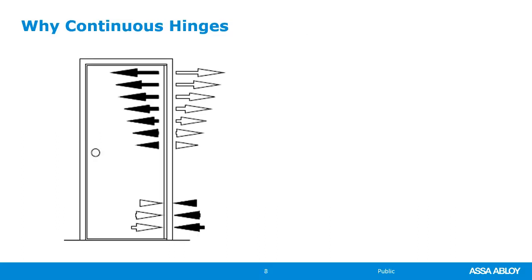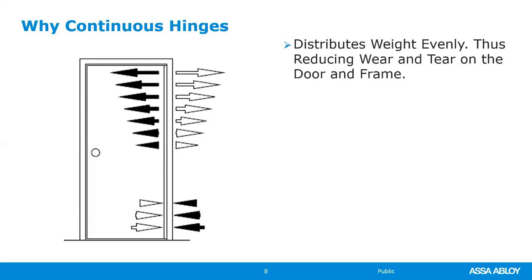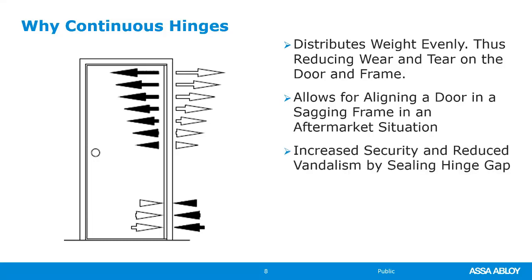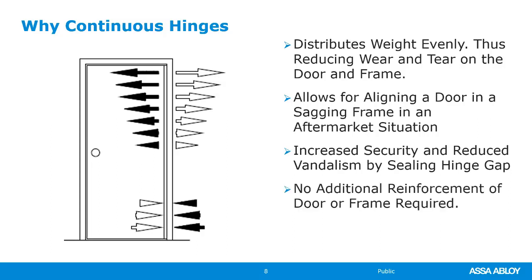Now, continuous hinges. Continuous hinges distribute weight evenly, thus reducing wear and tear on the door and frame. They allow for aligning a door in a sagging frame in an aftermarket situation. Also, by removing the gaps around the door, it increases security and reduces vandalism. Once you put a continuous hinge on, no additional reinforcement of doors and frames is required.